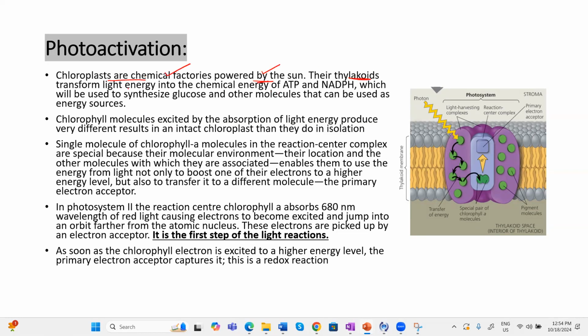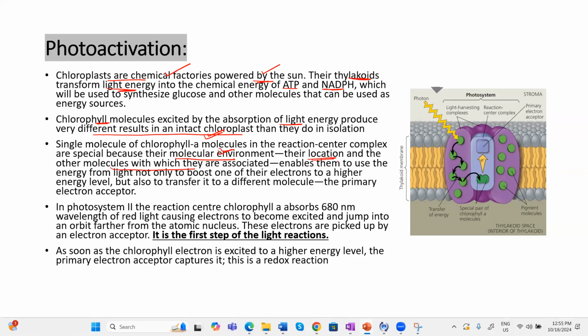So the chloroplast is a chemical factory which is powered by the sun. In the thylakoids, they will transform light energy into ATP and NADPH. So chlorophyll molecules, after absorbing light, produce a very different result in the chloroplast from what they do in isolation. Okay, that is quite different from isolation. Here the result is different. Why? What is the reason the result is different? Because of their environment, their location, and the other molecules with which they are associated. Because of this, the result is different.